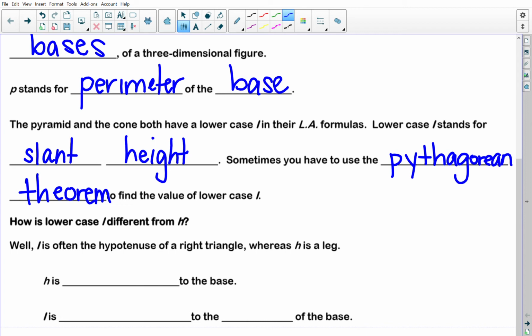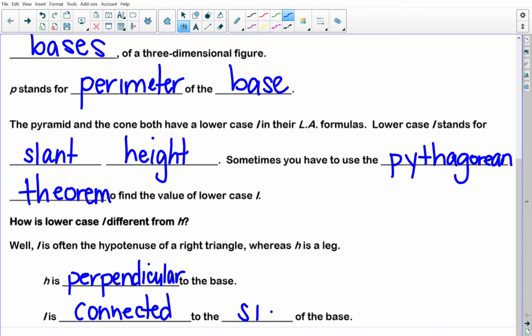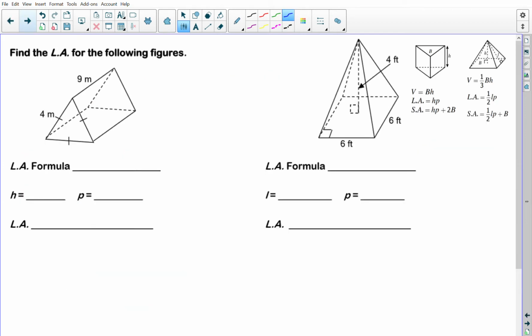How different is lowercase l from h? Well, lowercase l, or the slant height, is often the hypotenuse of a right triangle, whereas the height, h, is often the leg. H is going to be perpendicular to the base, and l is going to be connected to the side of the base. So let's look at some examples.